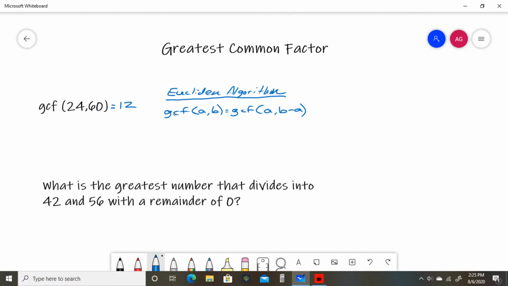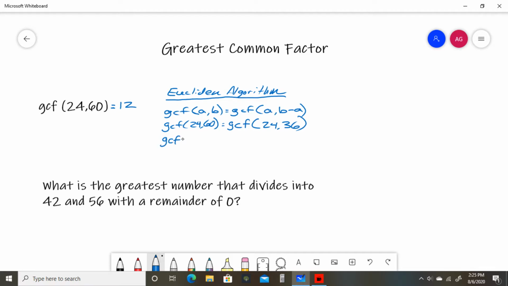So we're trying to solve for the GCF of 24 and 60, which, according to the Euclidean algorithm, should be the same thing as the GCF of 24 and 60 minus 24, which is 36. Now, it's a little bit easier to see what the greatest common factor of 24 and 36 is than for 24 and 60. But if you still don't see it, or you just want to be 100% sure that your answer is right, we can keep going.